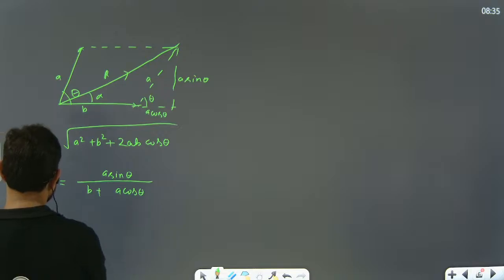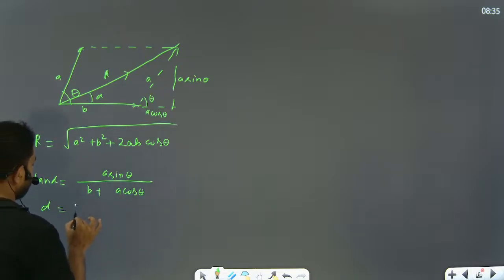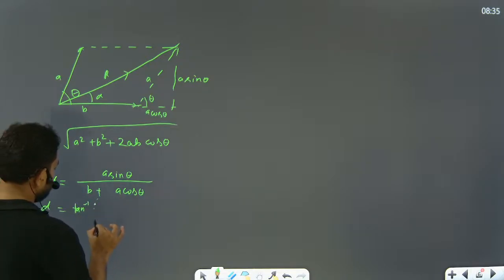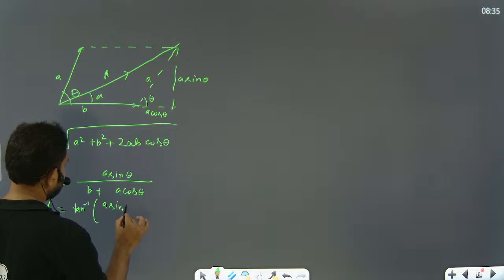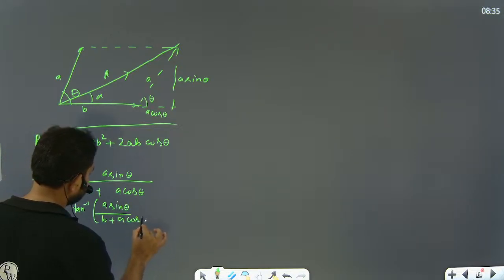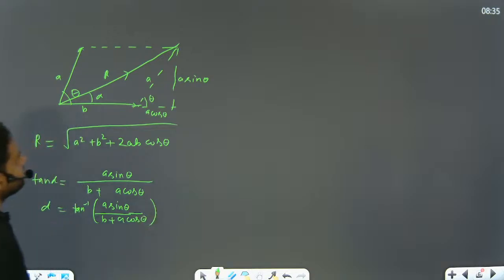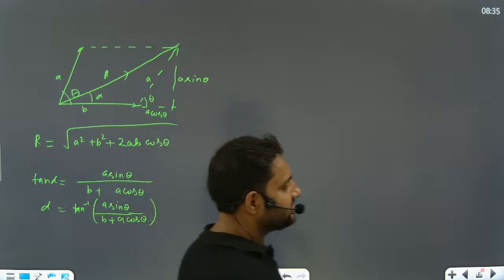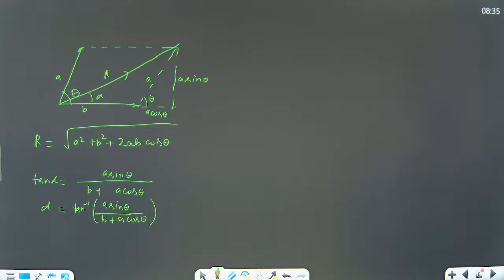Okay. So we can say that alpha is actually tan inverse of A sin theta upon B plus A cos theta. Beta, don't try to mug up the formula. Understand from the diagram. This is known as vector addition, and we are going to use this in all the questions that we are going to do.